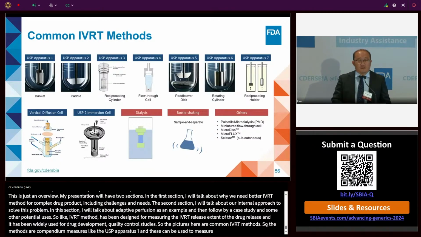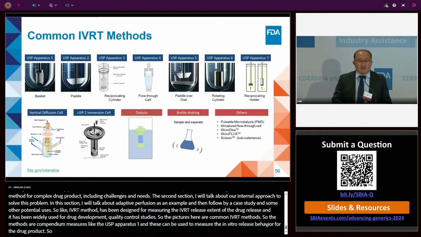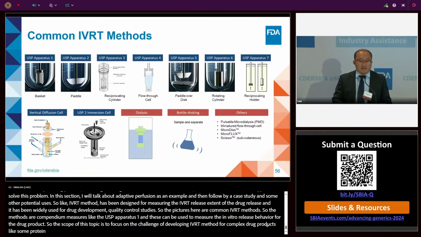The scope of this talk is focused on the challenge of developing IVRT methods for complex drug products like ophthalmic emulsions, protein-bound complexes, and also long-acting injection products and nanomaterials.